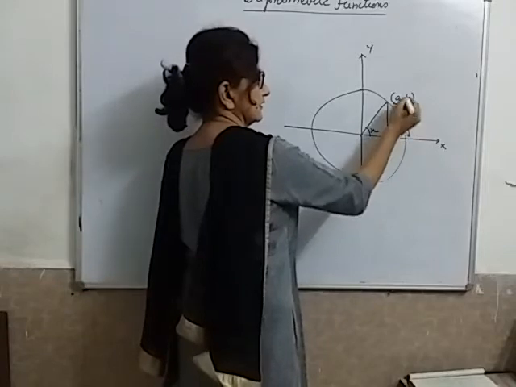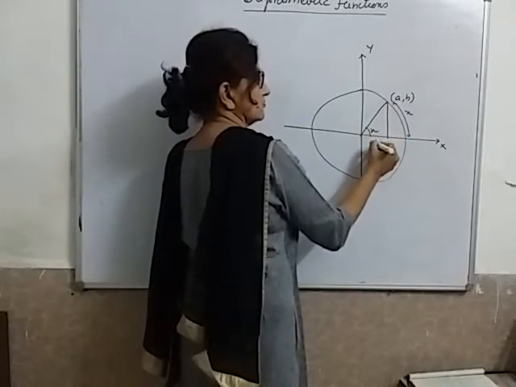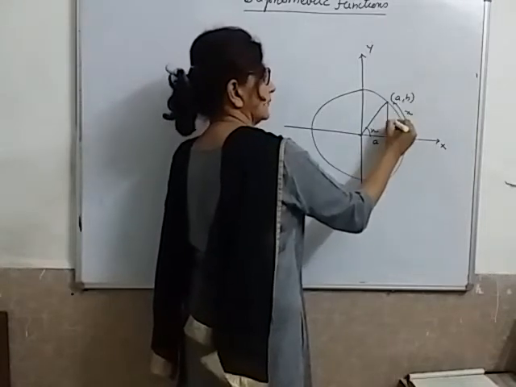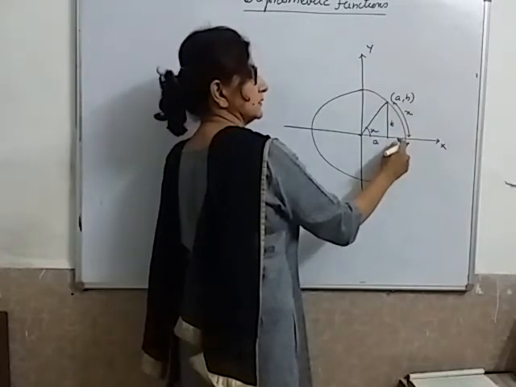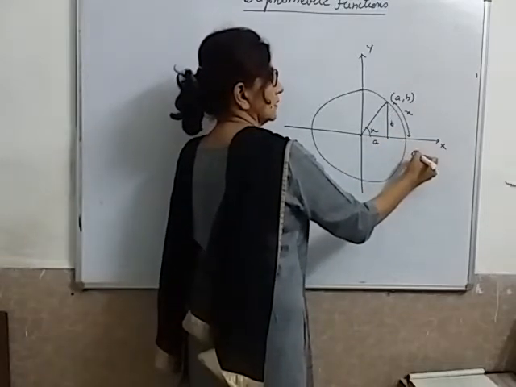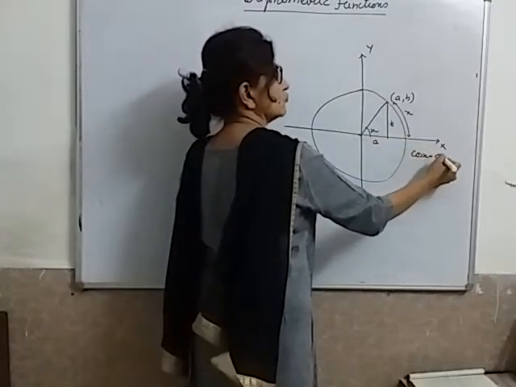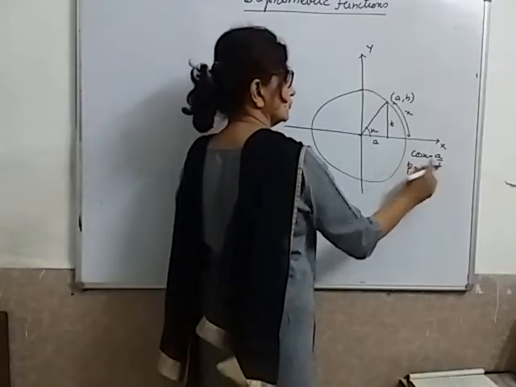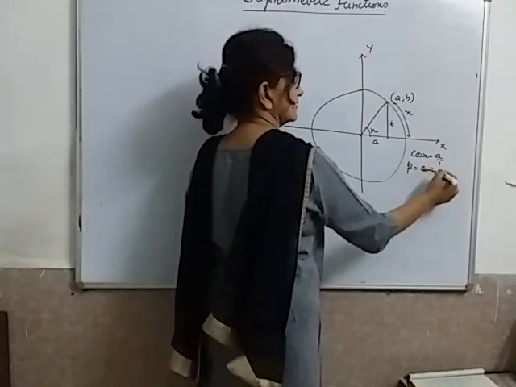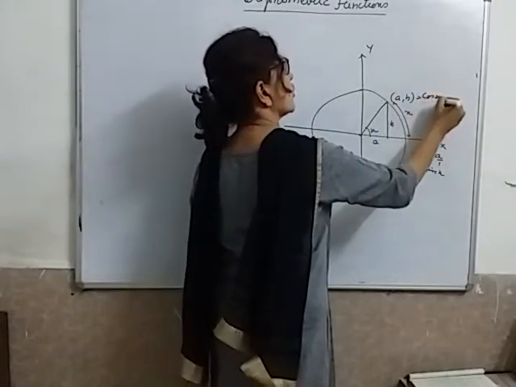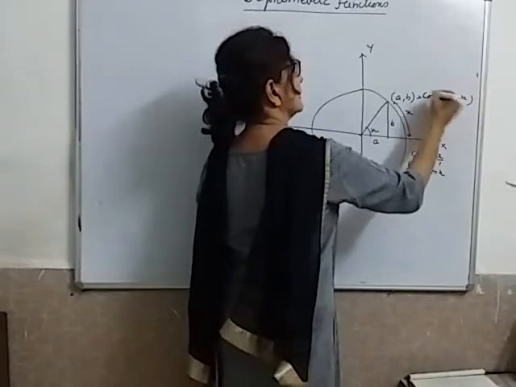See, when this point is (a, b), this x coordinate is a and y coordinate is b, means this distance is b. So this point can also be written as cos x equals a by 1 and b by 1 equals sin x. So this is also (cos x, sin x), right?